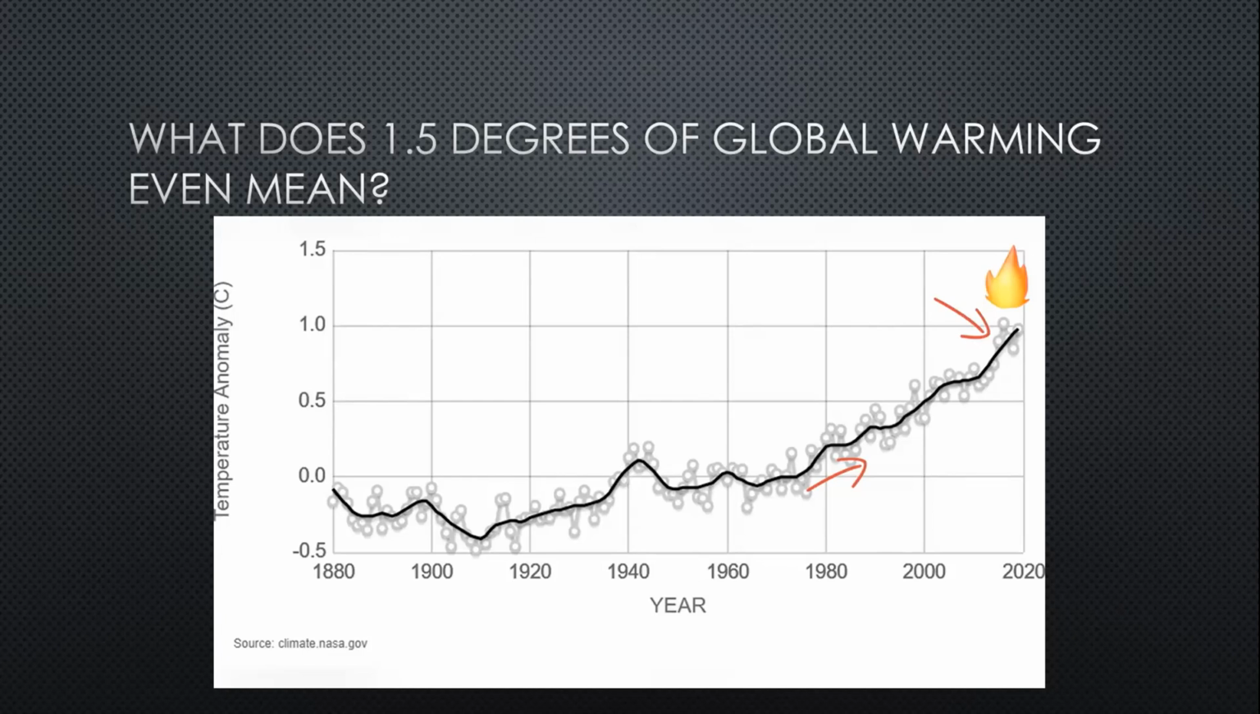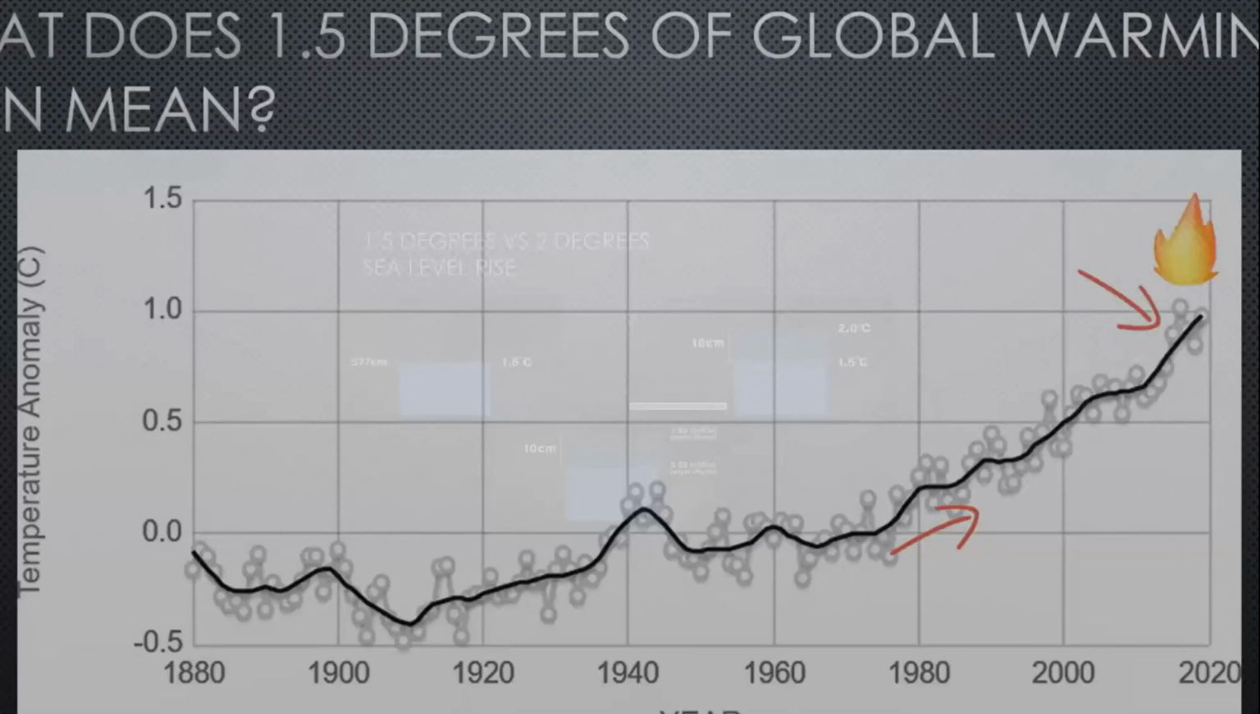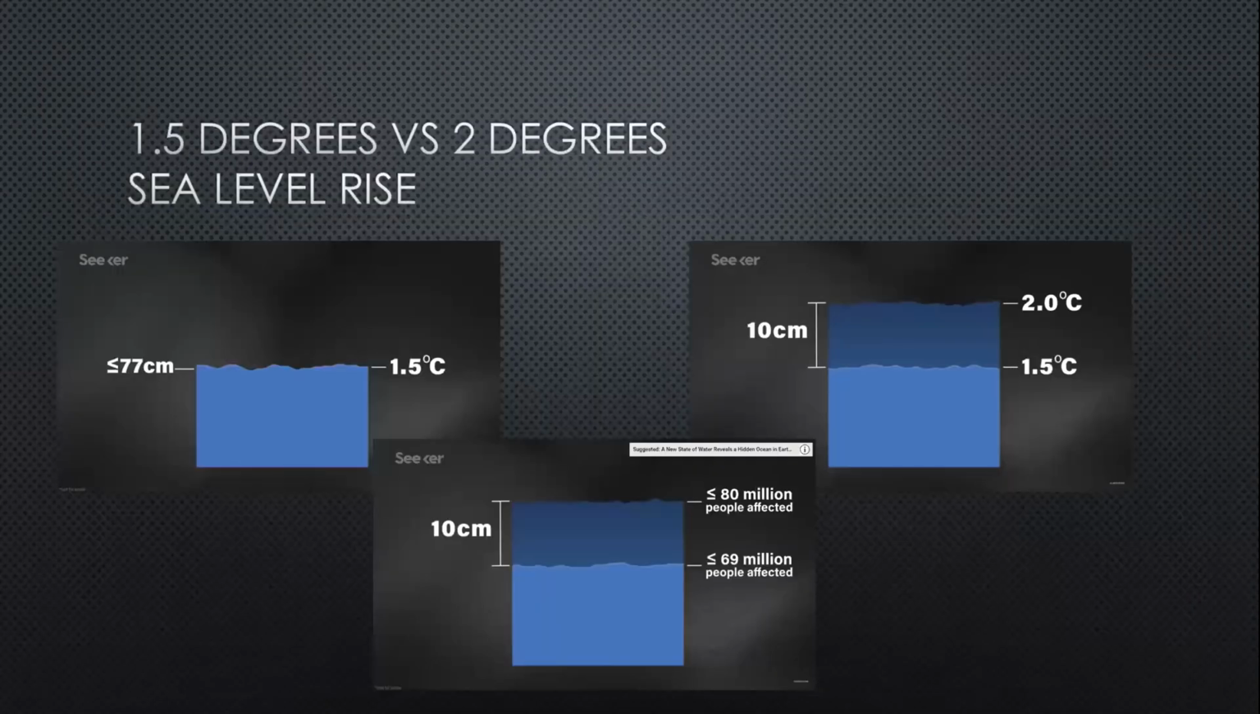I don't want to get too much into the mathematics of it. I don't want to bore you. But anyways, let's say we've got 1.5 degrees versus 2 degrees. 1.5 degrees versus 2 degrees. Sea level rise, what would happen?